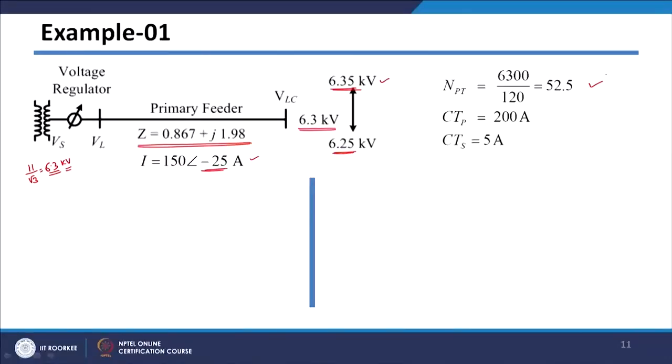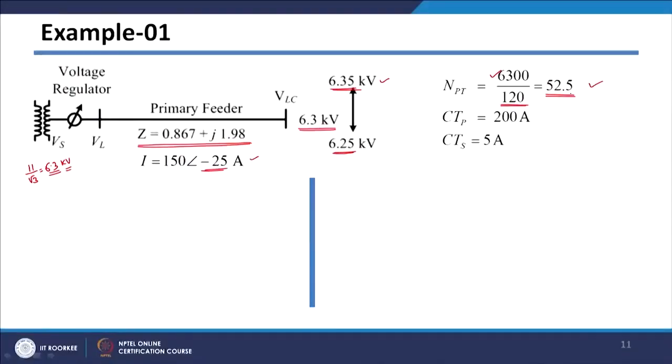To get the tap position, we should know the PT ratio. The potential transformer which is considered for the line drop compensator has, say, a primary line to neutral voltage of 6300 volts, and a secondary voltage of the regulator of say 120 volts. Then your PT ratio of the potential transformer is 52.5. The CT primary current is 200 amperes, and the CT secondary rating is 5 amperes.